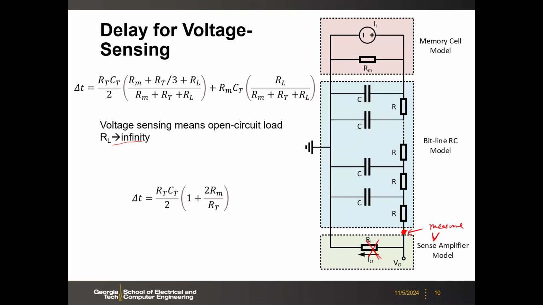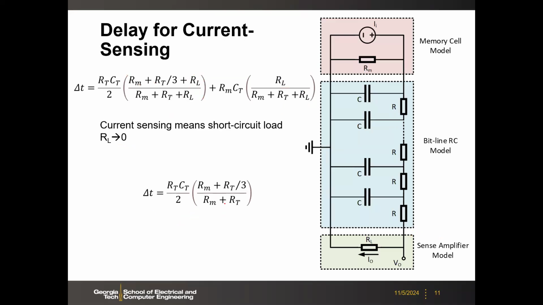RL goes to infinity. So in this equation, you can see that this term will dominate. This entire thing will become 1, because it's infinity divided by infinity, and the other terms don't matter. And then this one will also become 1. So you can simplify that. It's just this one plus this one. Then this delta T will become this. That is voltage sensing.